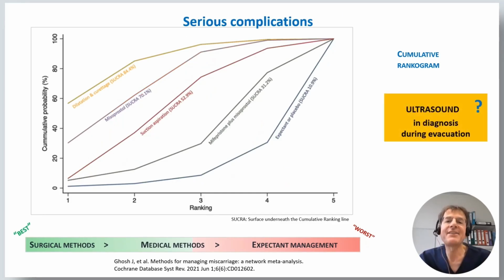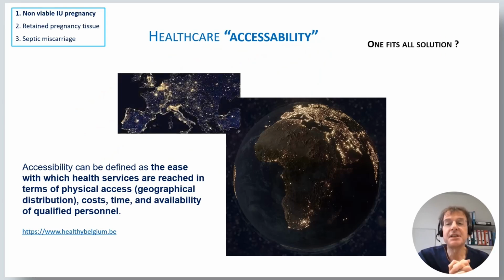But also, when they looked at the serious complications, surgical methods had the least complications, and the expectant management the worst. Again, ultrasound was not used in these studies, and the complications were mostly heavy bleeding, cramping, and sepsis. But to put it in perspective, it depends where you are living when you have to choose the optimal management.